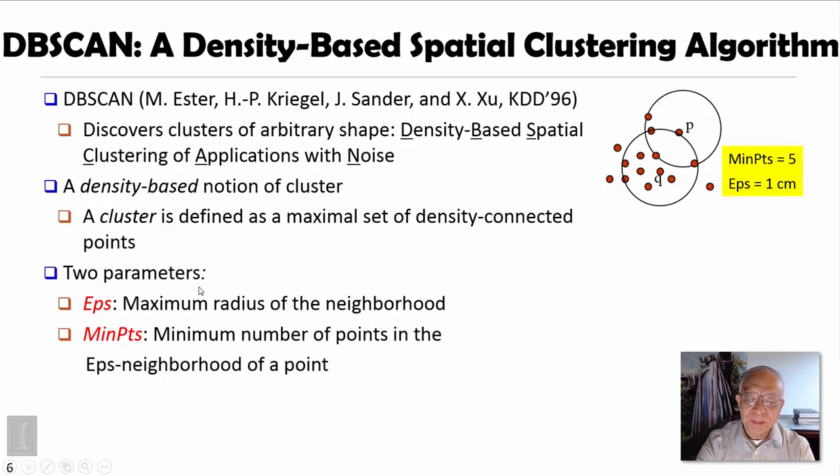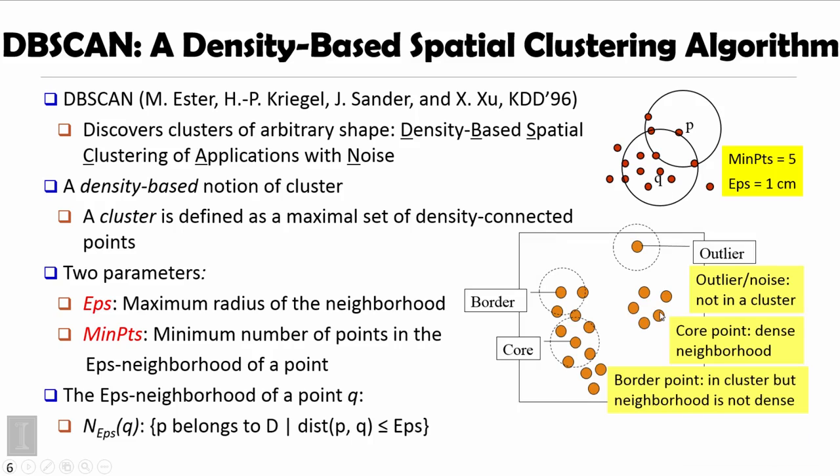It defines two parameters. One, called epsilon, or EPS, is the maximum radius of the neighborhood. That simply says if you have a point Q, using the radius epsilon, suppose it's 1 cm, you want to find how many points are included in Q's disk. The other is the minimum number of points in the epsilon neighborhood of a point. For example, you can define minimum points as 5, then this Q for sure is quite dense because it contains like 11 points within its radius.